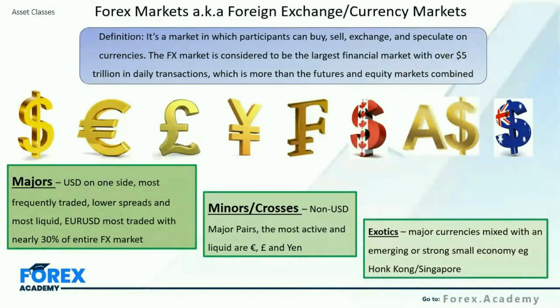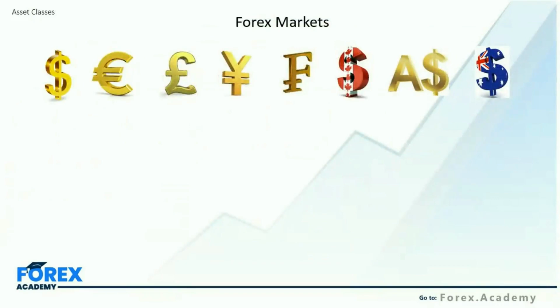So what we also have is your exotics. So these are global major currencies mixed with an emerging or strong small economy. And for example, we're talking about exotics like the Hong Kong dollar and the Singapore dollar, and also things like your Swedish and Danish krona as well. So those are major global markets which you can trade, but please do be aware the liquidity, the spreads may be a little bit higher. You might experience a little bit more of a reduced liquidity in some of those markets. So you have to weigh that up if you're deciding to trade exotic currency pairs.